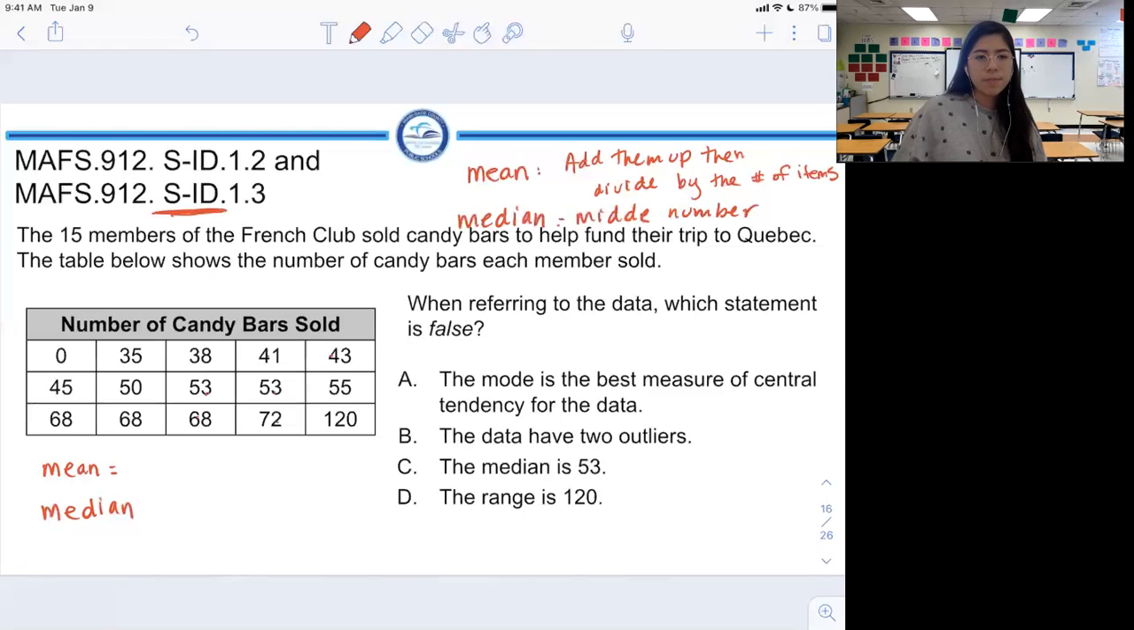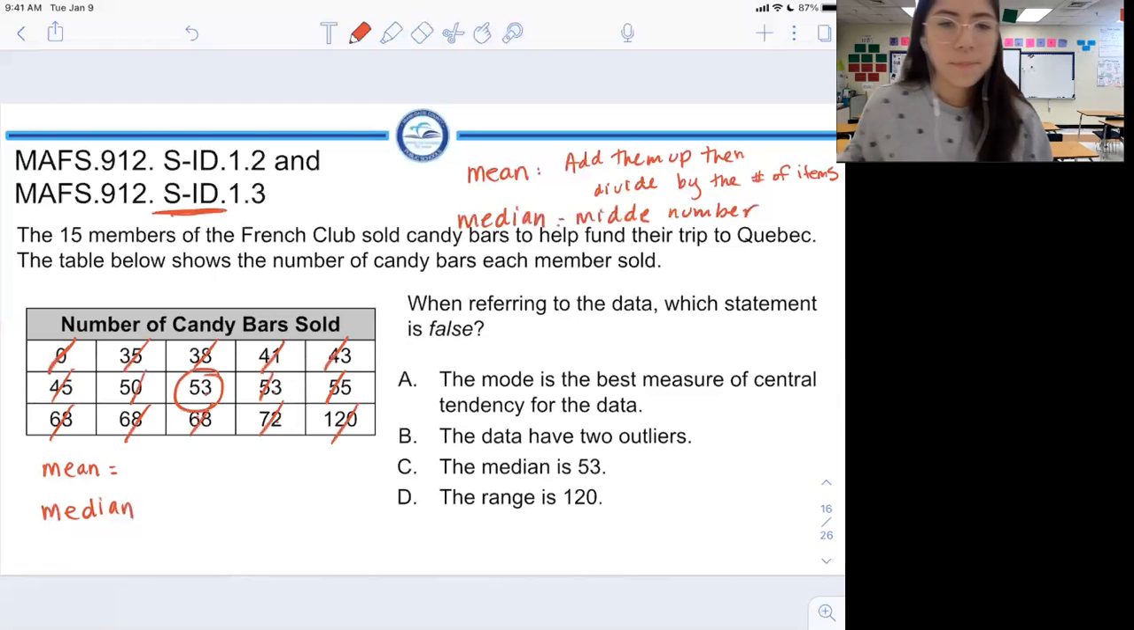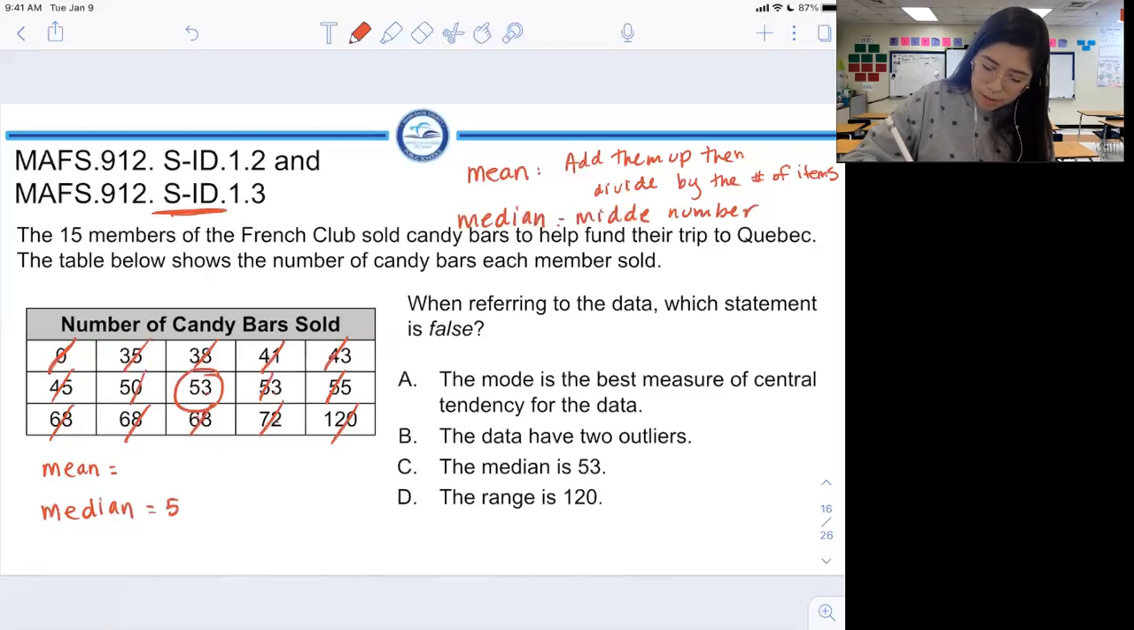They're already in order. So I'm going to go from one end and cross off to the other end, and we're just going to keep crossing off until I get to the middle. It's not C or D. I can't see the whole A. There it is. That's my middle number, 53. So the median is 53, which looks like that's answer choice C, but let's just finish it off.